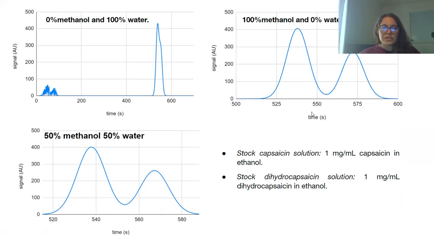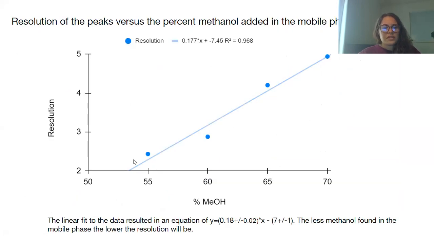our mobile phase composition. So we did an optimization by doing 4 more runs with different percentages of methanol, and we calculated the resolution of the 2 peaks for these compositions, and we were able to find that the ideal composition for the mobile phase in this experiment would be 70% methanol and 30% water.